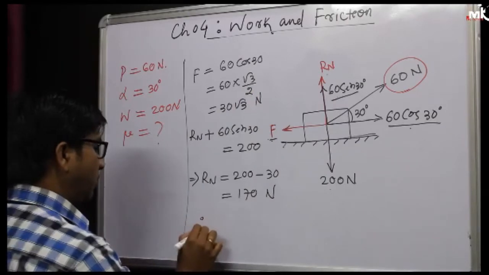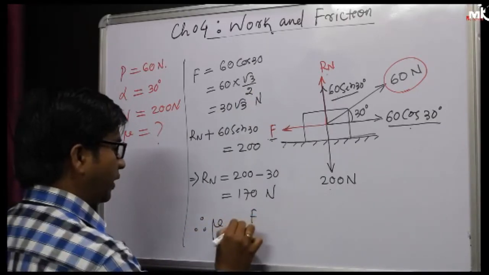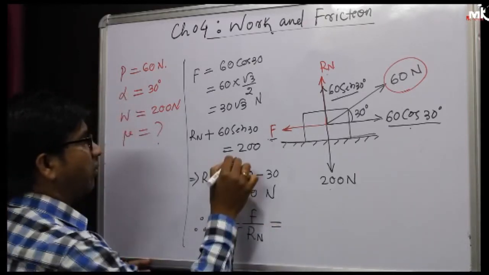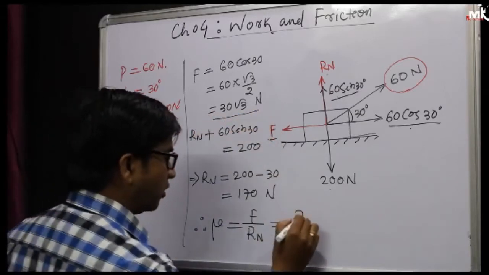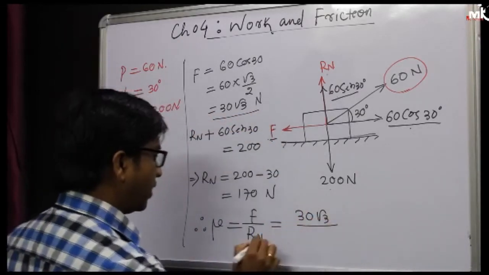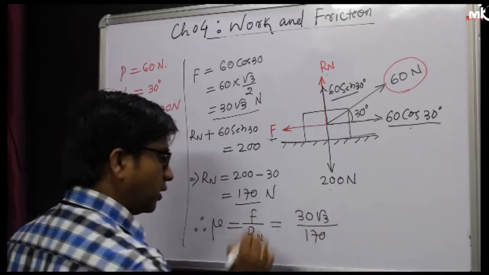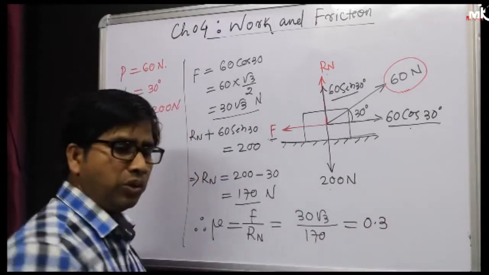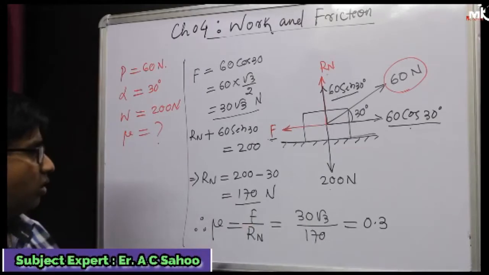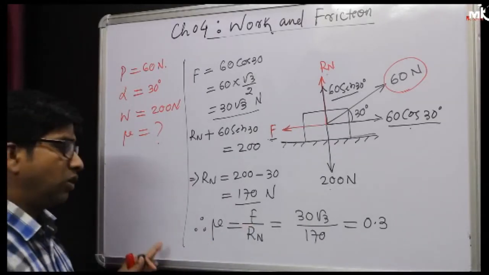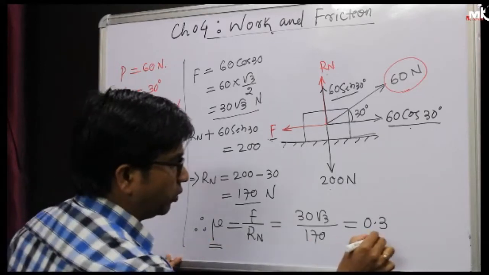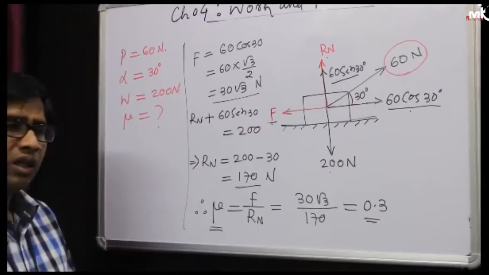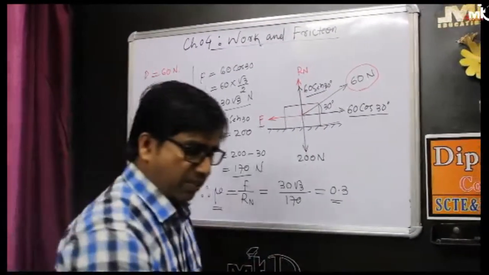So what is the coefficient of friction? Coefficient of friction mu equals F by Rn. Direct formula, simple formula, mu equals F by Rn. So what is F? Put 30 root 3 divided by Rn, 170. If you calculate, the value will be 0.3. So mu, as you know, is a ratio, so it does not have any unit. So mu, coefficient of friction, equals 0.3. This type of question you will face in your exam. Very simple question, right? So now come to the next part.